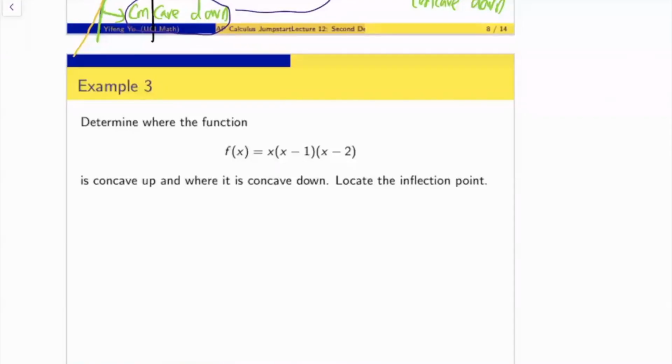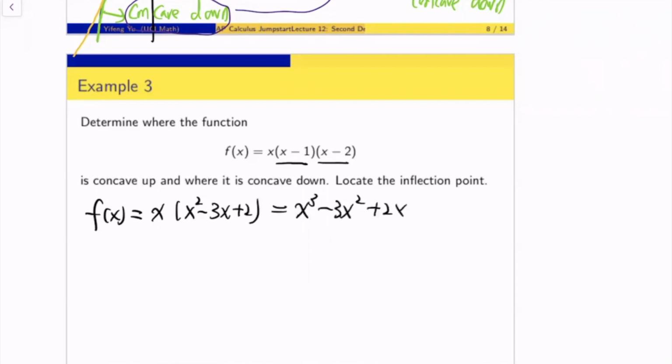All right, again, all we need to do is find the second derivative. First, let's write this f(x) out. This is x times (x minus 1) times (x minus 2). So this is (x squared minus 3x plus 2) times x, which gives x cubed minus 3x squared plus 2x.